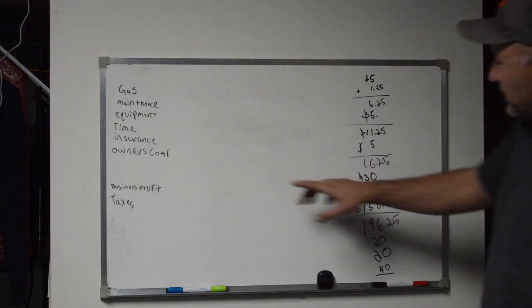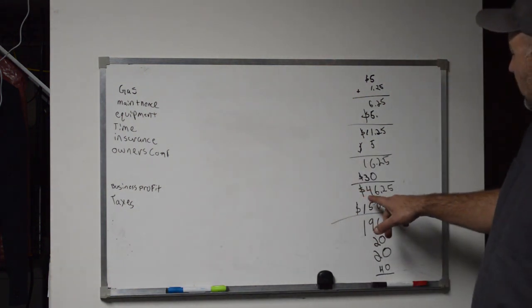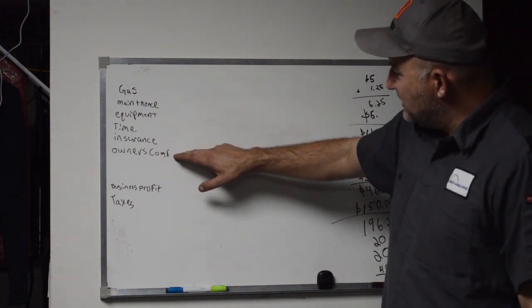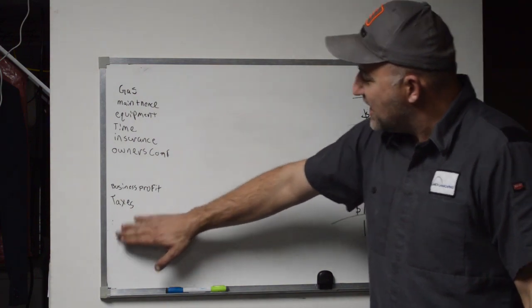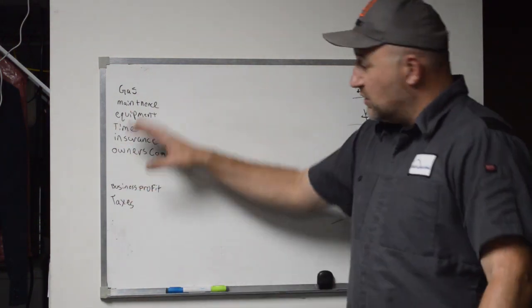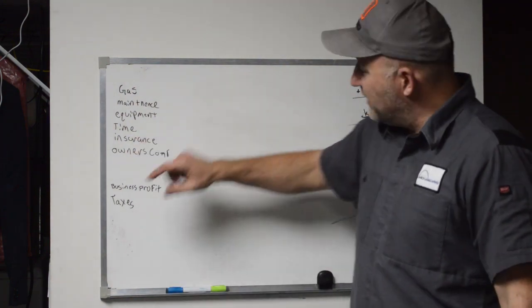We're at $46.25. Now, what I wanted to do was I pulled up, next we have insurance. We're going to get the owner's comp, business profits, and taxes. A lot of this other stuff I took off just because I'm trying to give you an overview. You're going to want to figure out and factor all that out.